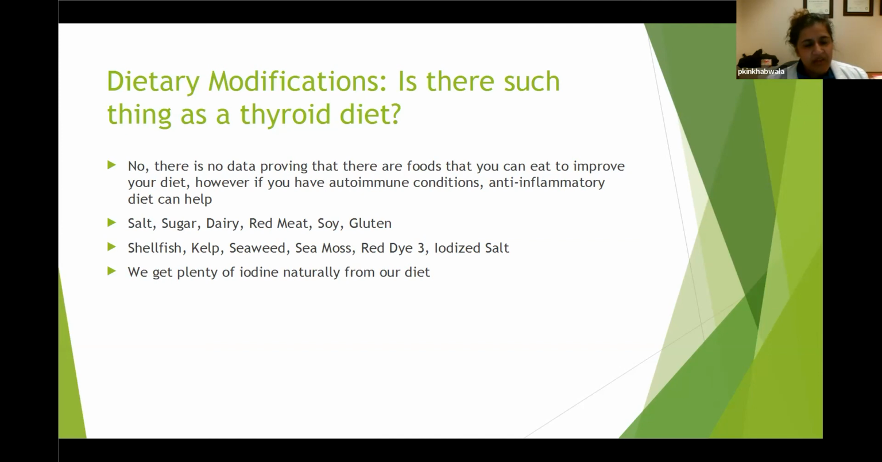And then the other foods that you want to make sure, especially if you have an autoimmune condition, that you're limiting are foods that are going to have large amounts of iodine. And that's going to be from shellfish, kelp, seaweed, sea moss, iodized salt, and red dye number 3. Now, they don't use red dye number 3 in a lot of foods anymore, but it is still used in maraschino cherries. But that's just something to keep in mind, that it can cause, again, one of those paradoxical effects if you do have an autoimmune condition.